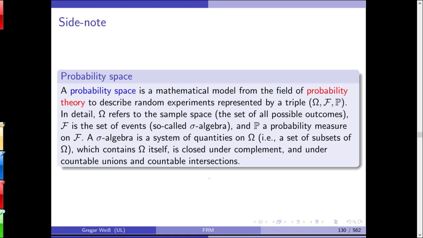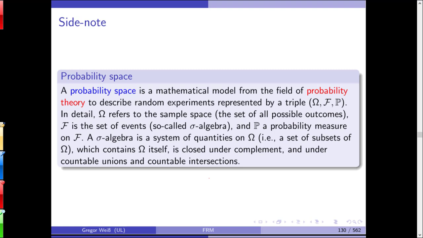It is comprised of a triple, omega, F, and P. Omega refers to the so-called sample space, that is the set of all possible outcomes. In German, it's Möglichkeitenraum, Möglichkeitenmenge. So this is the set of all potential possible outcomes. In the simplest example of a dice, if you throw a die, that's a singular, Würfel. If you throw a die, the potential outcomes are 1, 2, 3, 4, 5, 6.